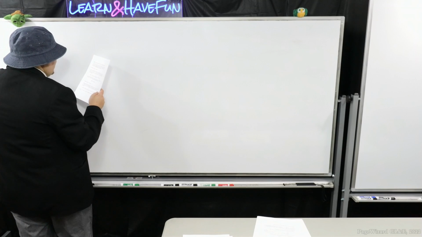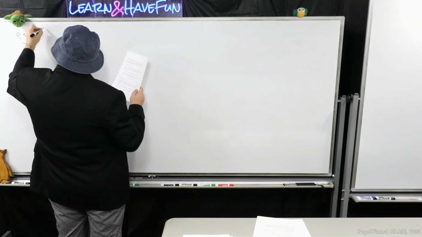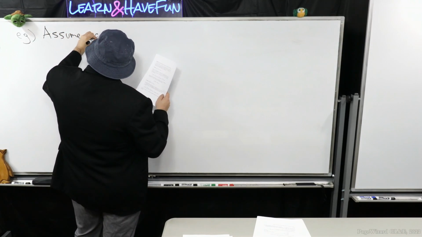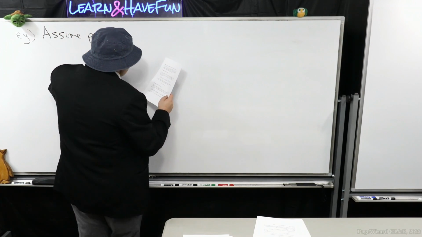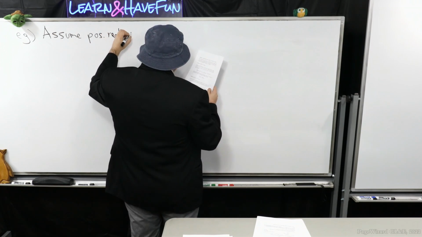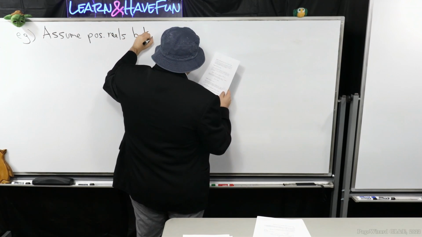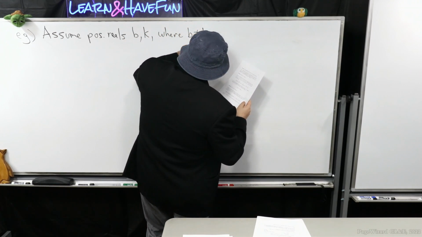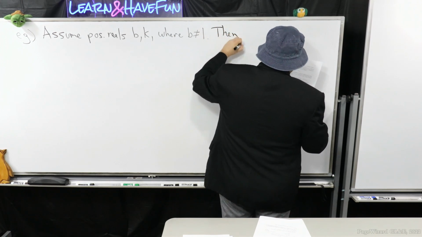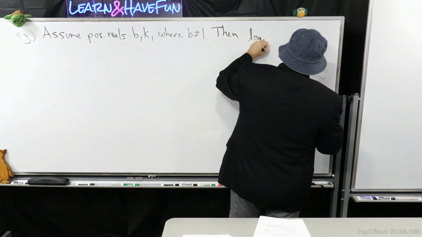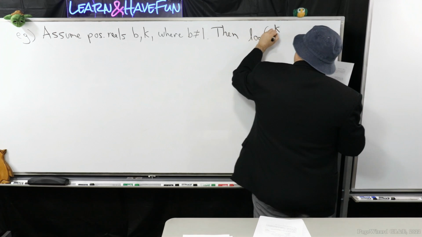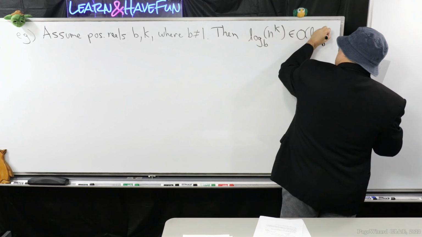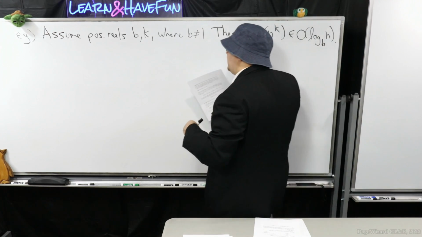So this is technically a general claim. So we're going to assume positive reals b, k, where b is not equal to 1. Then log base b of n to the power of k is big O of log base b of n. That's the first thing we're going to try proving.